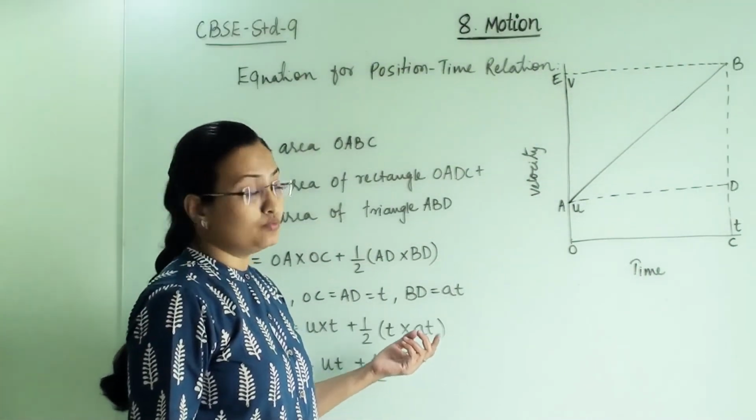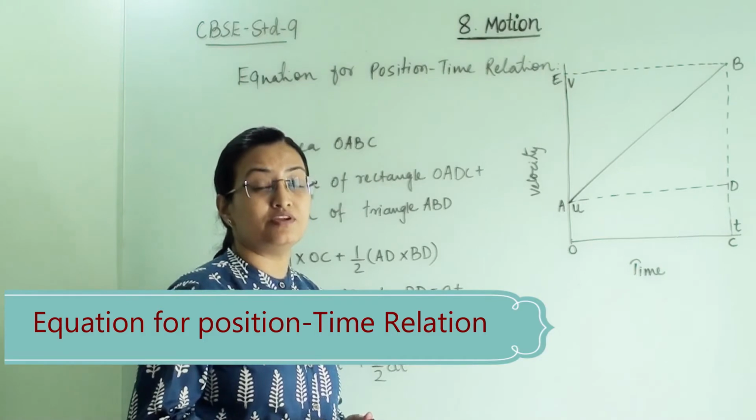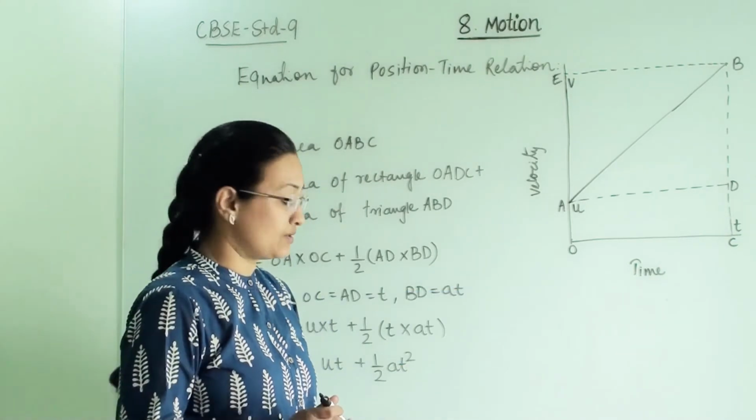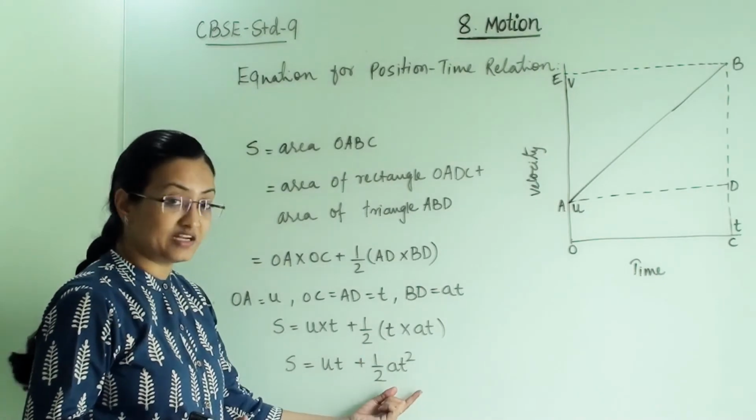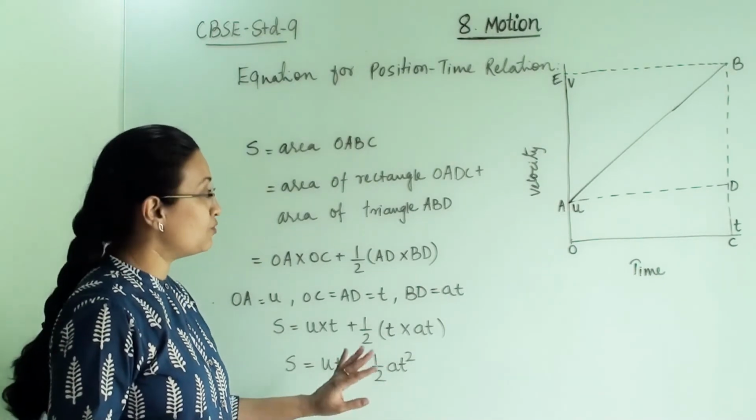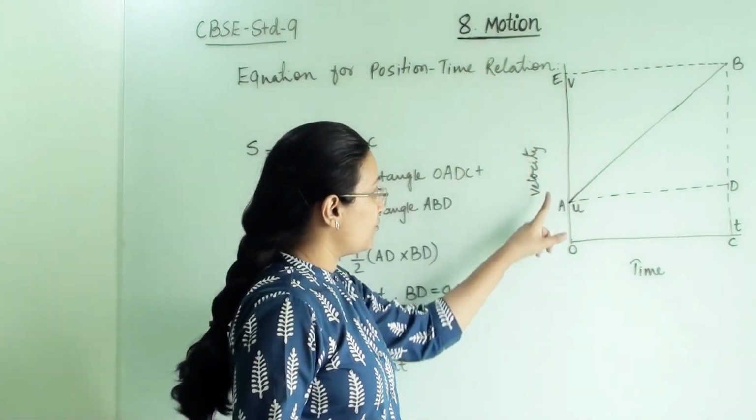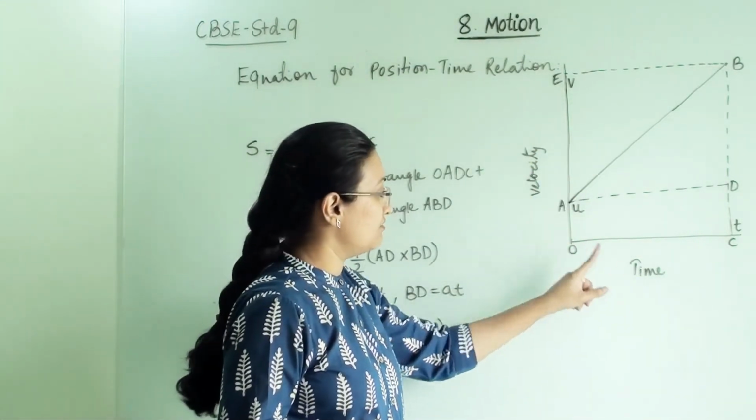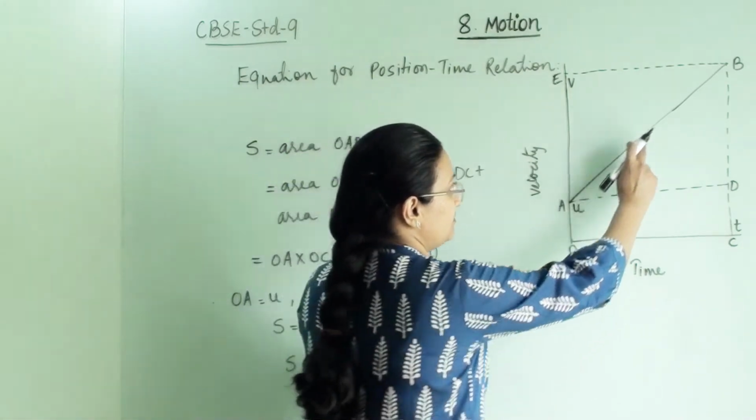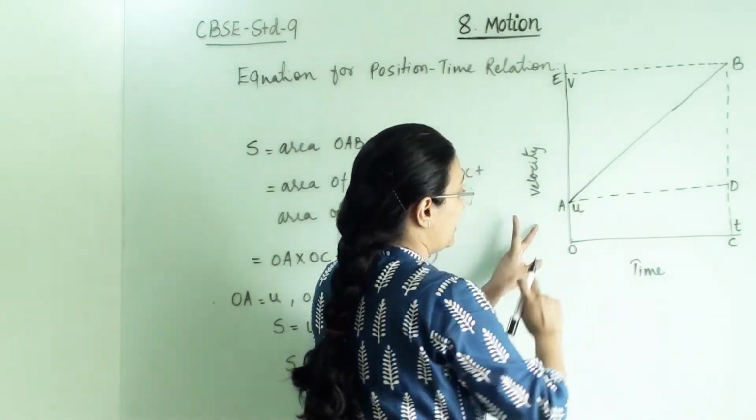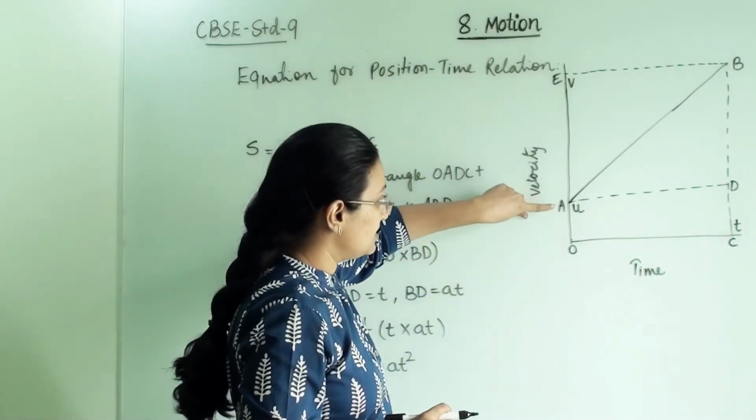Now let us prove the equation for the position time relation. Here we are going to find the distance equation, S equals ut plus 1/2 at square. This equation we are going to prove from the velocity time graph. On the y-axis we have taken velocity, whereas on the x-axis we have taken time. This is uniform motion, and this is the initial velocity. From here the travel has started.